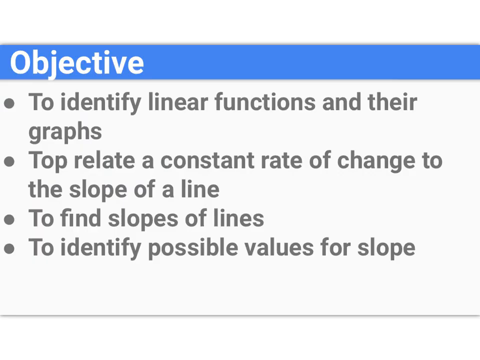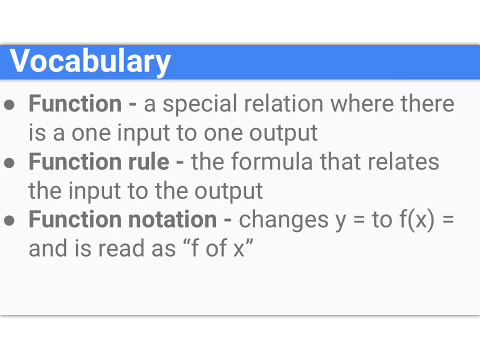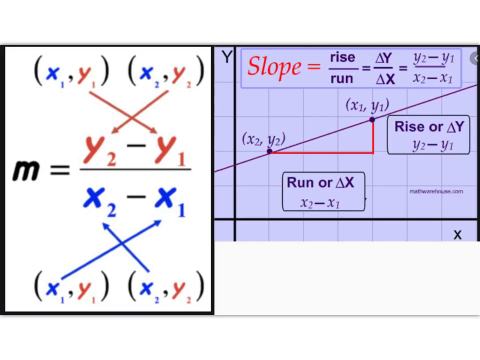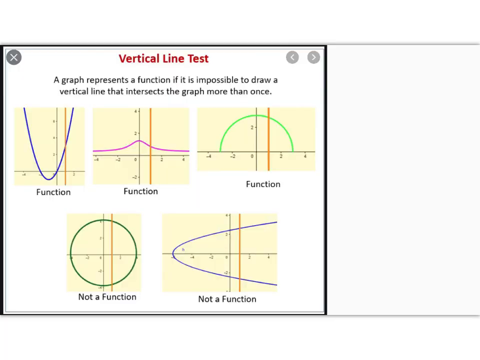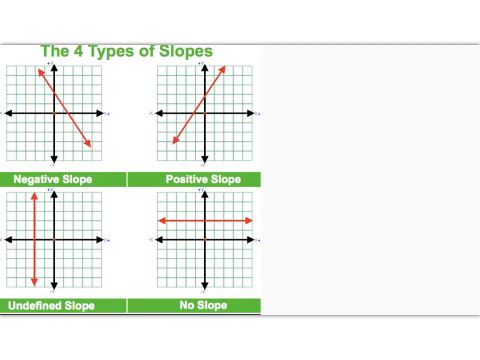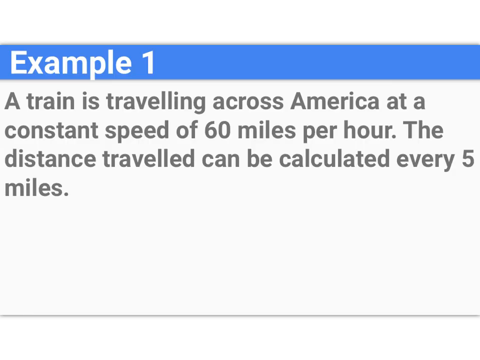Okay, so here's our objective, some vocabulary, a picture, some rules and notes for you, and a picture of the vertical line test. So please pause through these, read them carefully, look at the information carefully. We will use some of this information in this lesson or an upcoming one. 4 types of slopes. Okay, so let's look at our first example.